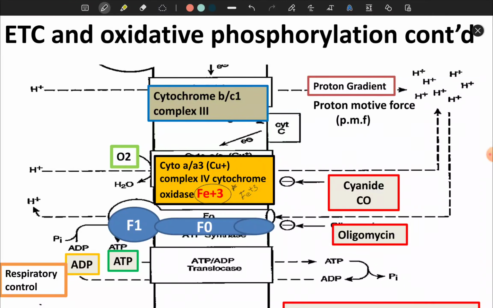Okay, cyanide, which we said will bind to Fe in a +3 state. Fe +3 is in complex 4. So again, it blocks the pathway, and no electron can go to oxygen. There will be a big X on this complex 4. No more flowing of the electron to the oxygen.